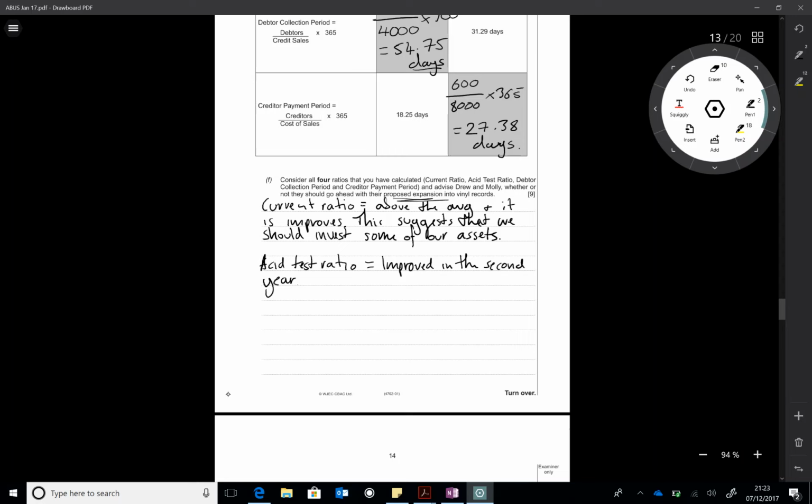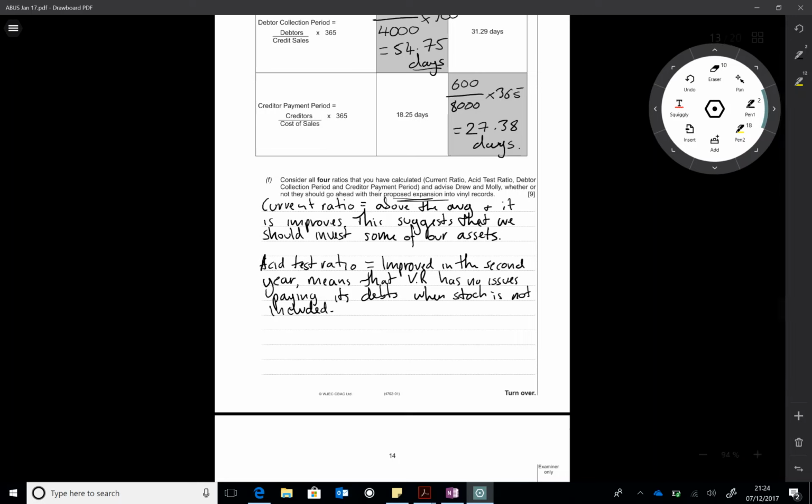stating the obvious to get your 3rd mark. Now to get your full mark, you need to say what this means. Okay, and this means that Vinyl Records has no trouble paying its debts even when stock is not included. Has no issues paying its debts when stock is not included. Two marks.